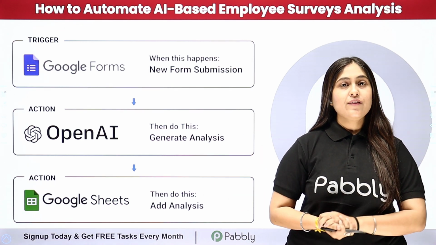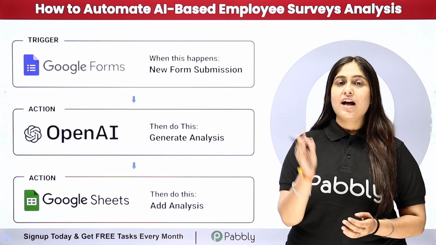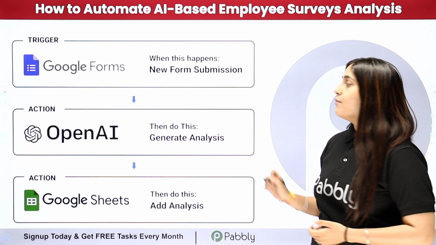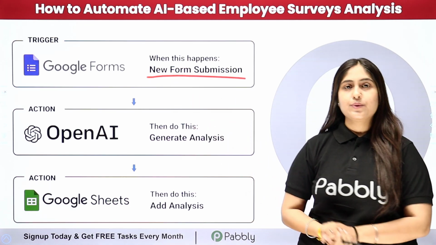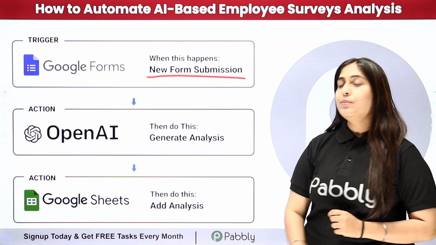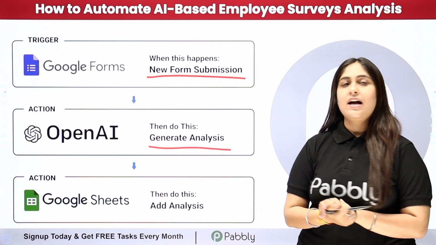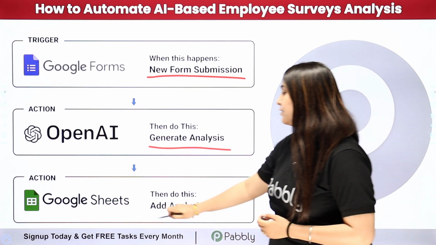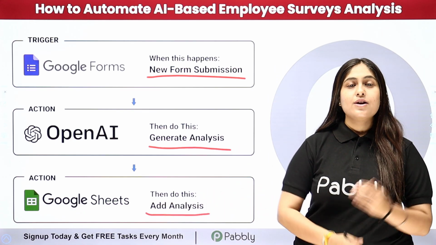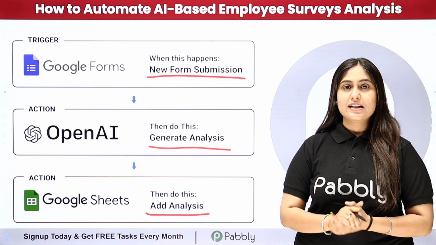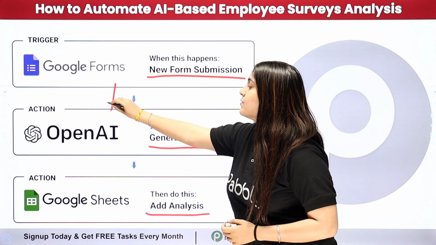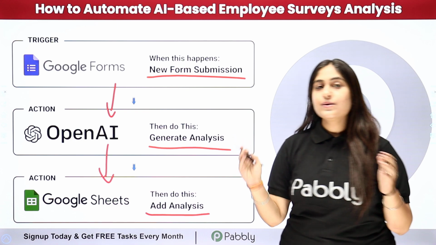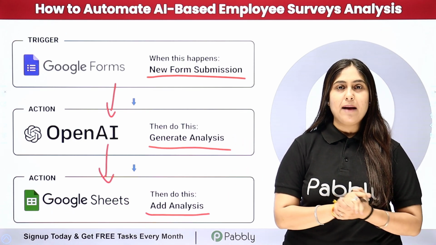So I run an employee feedback form for my company, and now my objective is that whenever I receive a new form submission through Google Forms, OpenAI should automatically read the feedback and generate the analysis, and after generating the analysis, that should automatically be added in my Google Sheets as usual. To automate the entire process, I need to connect my Google Forms with OpenAI and Google Sheets using an automation software named Pabbly Connect.